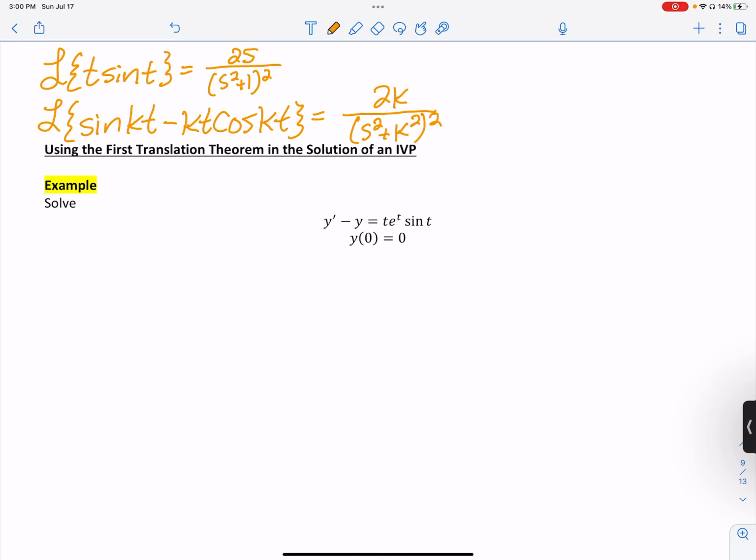So I just wrote them down to save us some time of having to reference the table. These two Laplace transforms are going to be used in this problem. Okay, so first thing we always do is we want to say let the Laplace of y of t, we want to give it a name, capital Y of s.